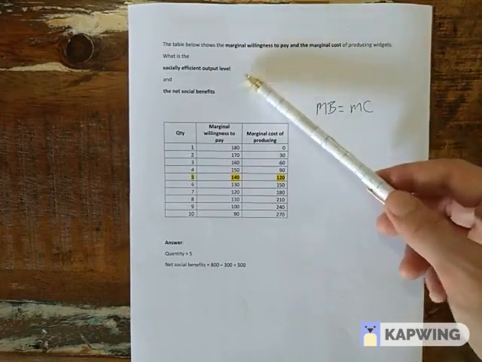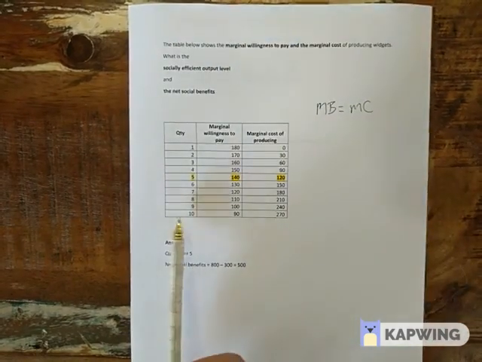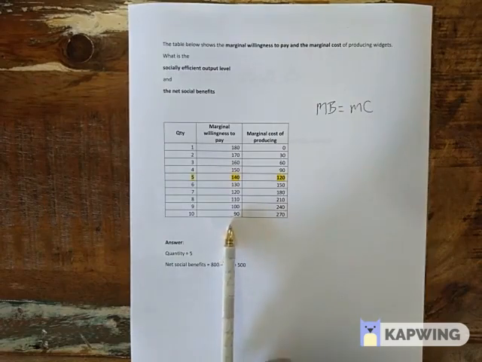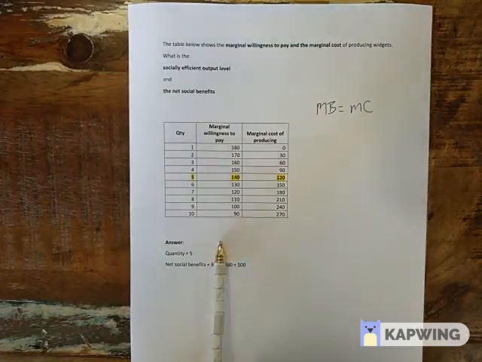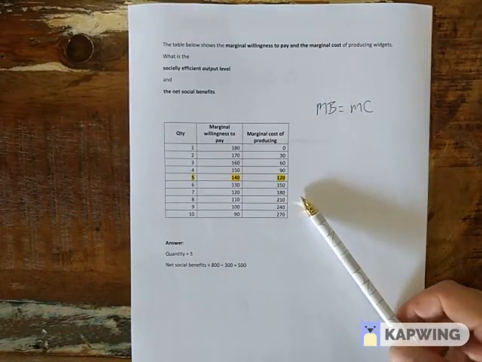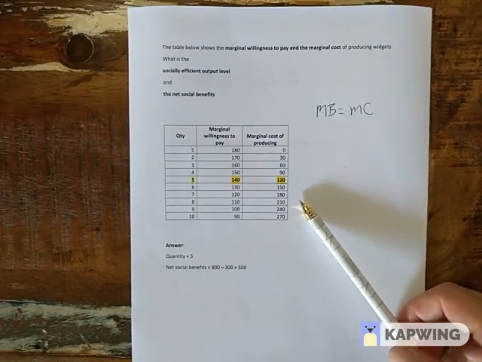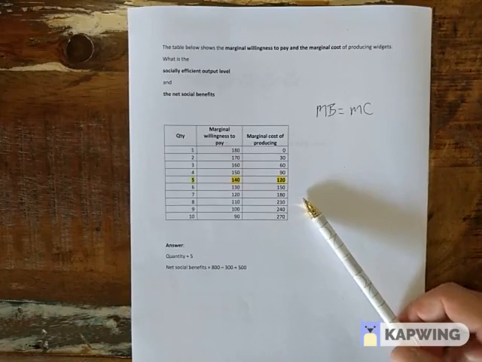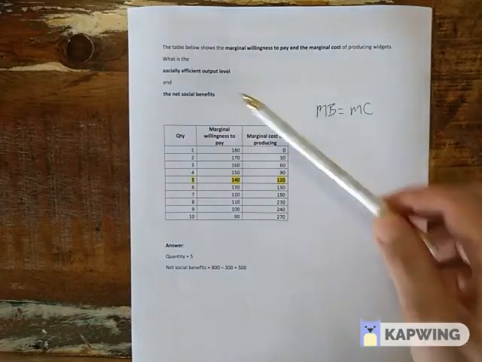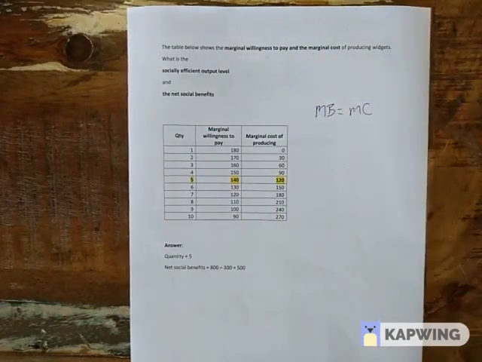The socially efficient output. So output's going to be here in the quantity column. Just take note of something. Willingness to pay, this is a demand schedule. It would be graphed as a demand curve. Marginal cost of producing, or marginal cost is the same as the supply curve. So what we have here is a demand schedule and a supply schedule. Let's figure out this socially efficient output level.